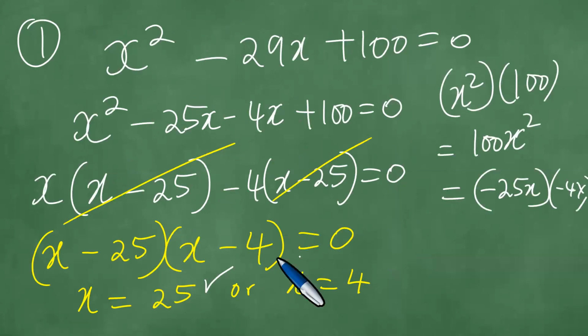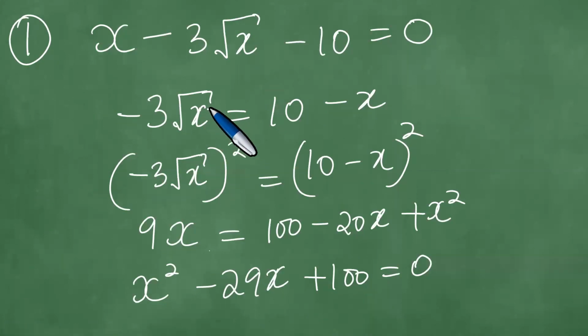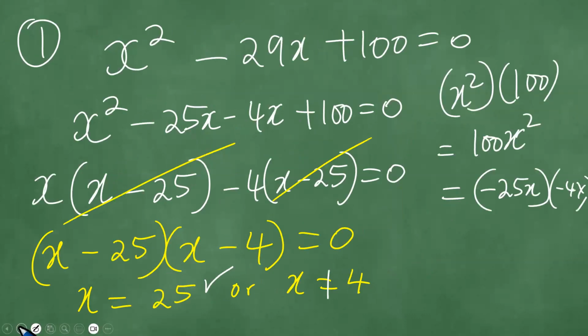But in the end, this one is not a solution, because it does not satisfy this. The left here, 10 minus 4, is what? It's 6. Here you take the square root of 4. The square root of 4 is 2. You can even use a calculator for the square root of 4, it's 2. And then 2 times minus 3 is minus 6. Minus 6 is not equal to positive 6.